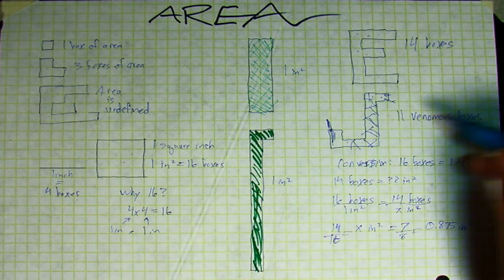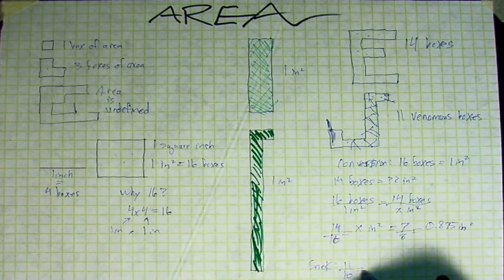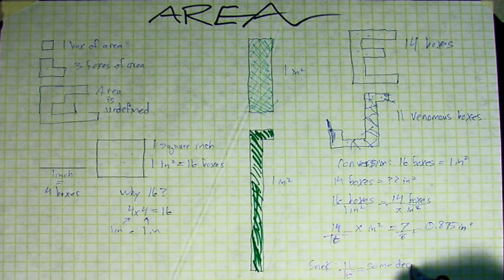So similarly with the snake, you just do 11 over 16, and that's about equal to some decimal. I don't know, I don't have a calculator handy. But put it in a calculator if you want that as a decimal, square inches, just like that.